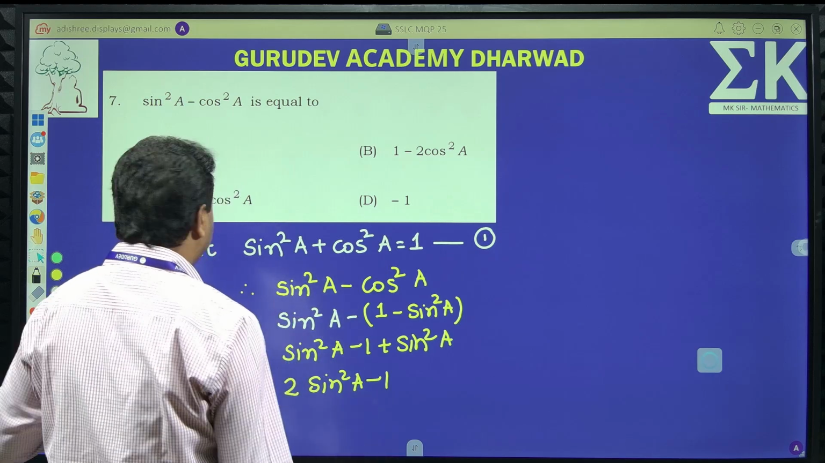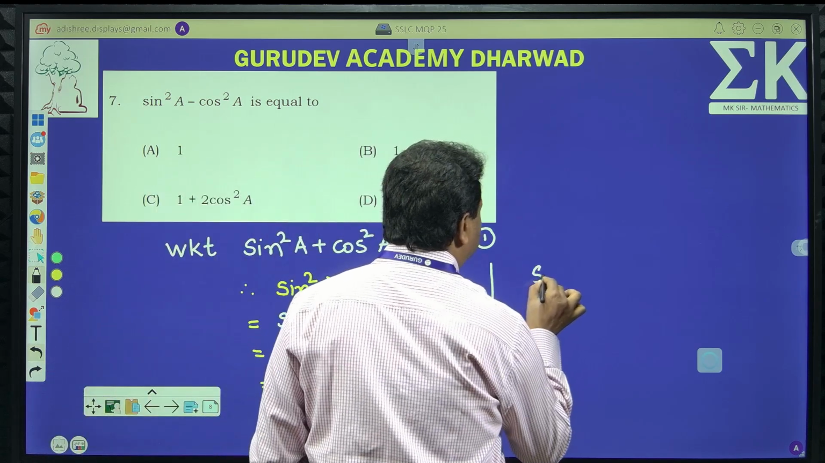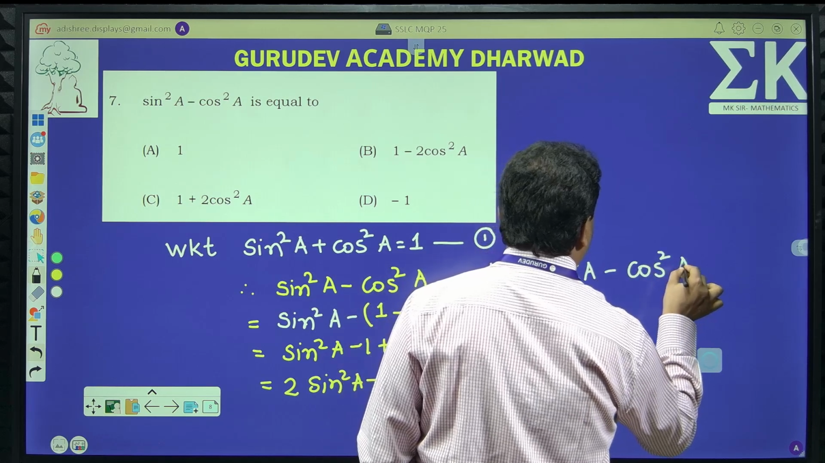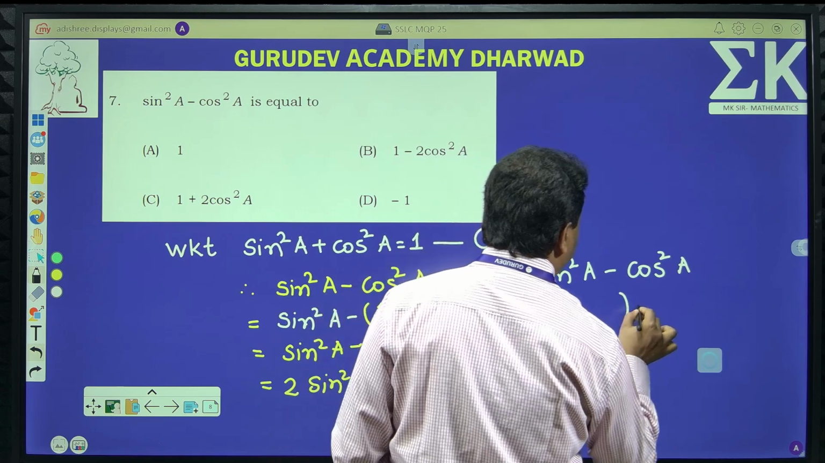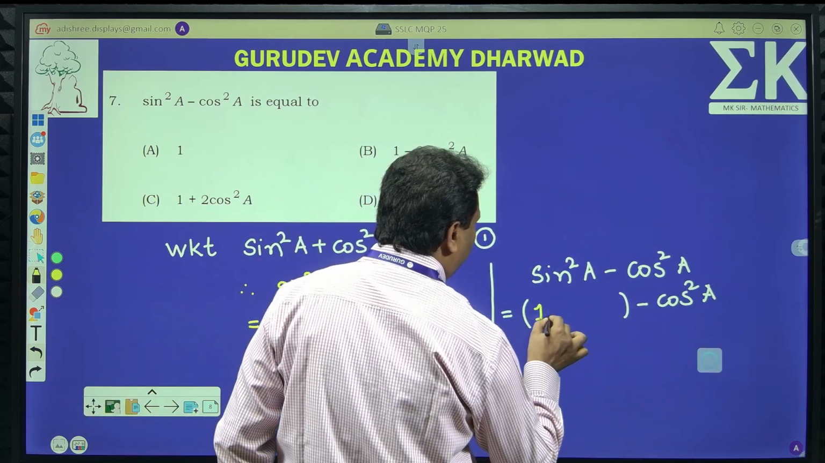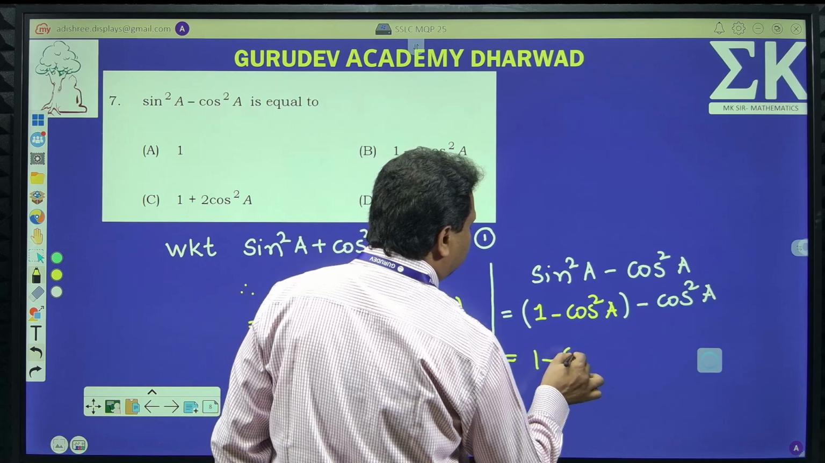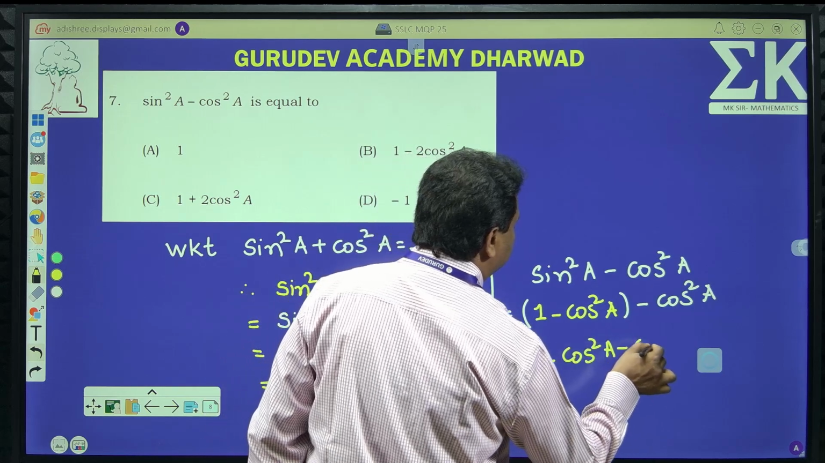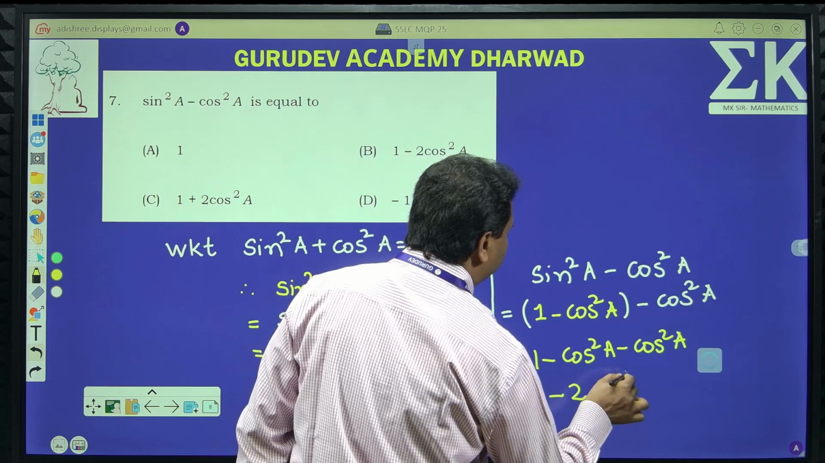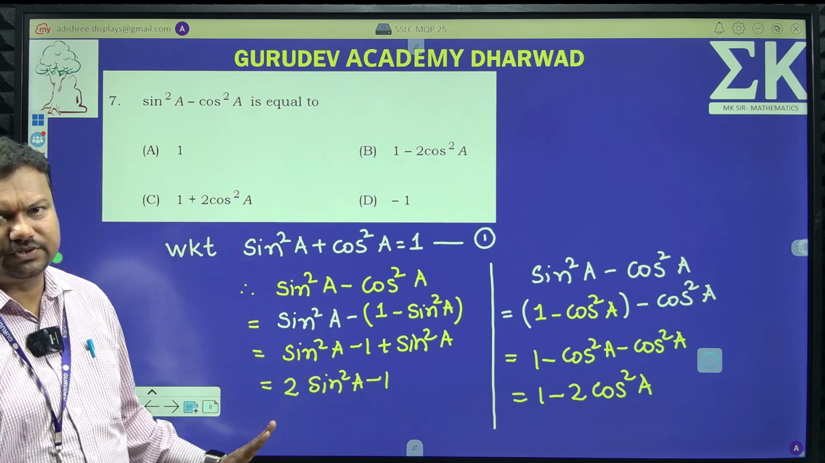Similarly, if I replace sin square A by cos, see what happens. Sin square A minus cos square A is the given problem. So in place of sin square A, can you write 1 minus cos square A? Now open the bracket, 1 minus cos square A minus cos square A. Therefore, what will I get? 1 minus 2 cos square A. So if you observe carefully, both represent the same identity, sin square A minus cos square A.